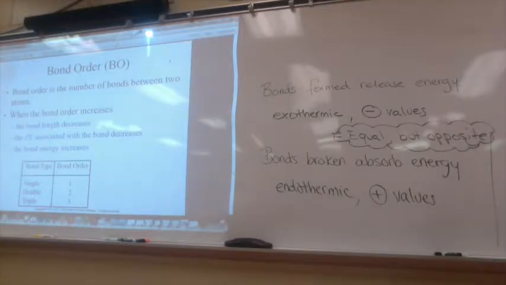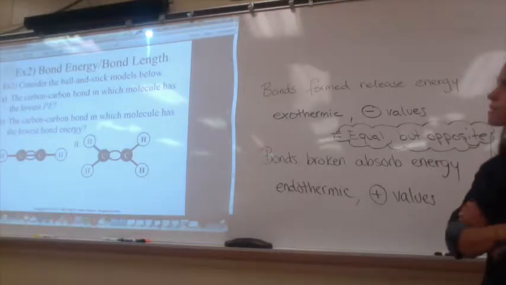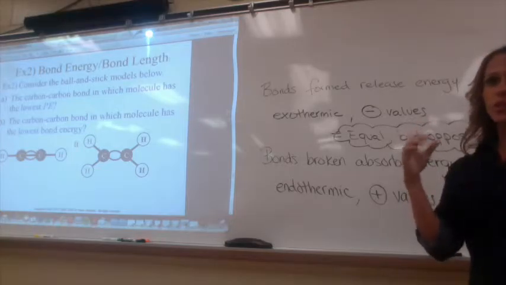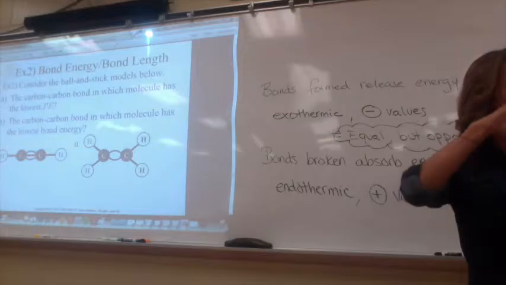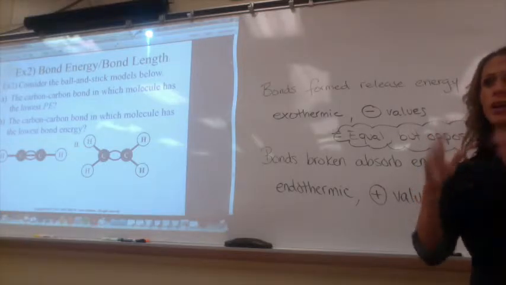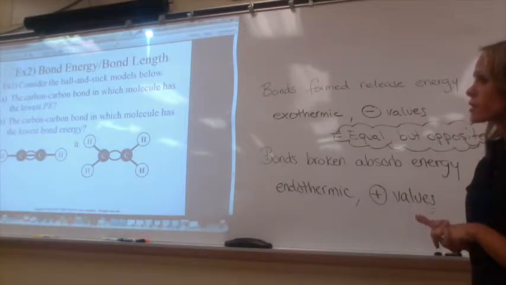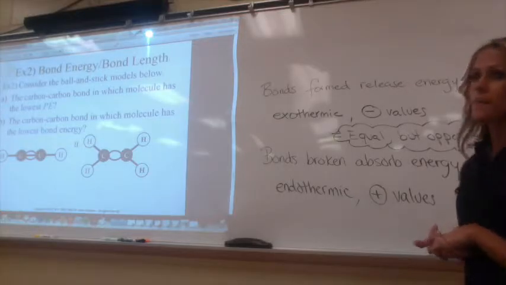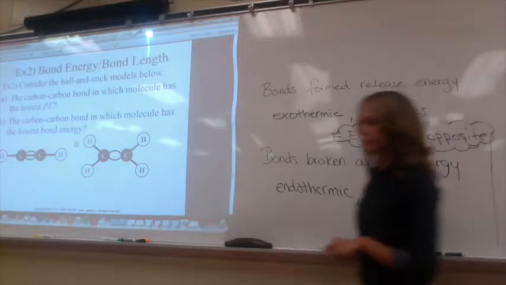Let's try one more question before you have to do your homework because I want to make sure that you're able to answer them. Consider the ball and stick models below. What they mean is circles with straight lines drawn versus space-filling orbitals, which are when you draw just the circles next to each other. You have to be able to understand what they're asking you to represent. The carbon-carbon bond in which molecule has the lowest potential energy, and then part B, the carbon-carbon bond in which molecule has the lowest bond energy? Let's take a look at those, and then we'll be done.